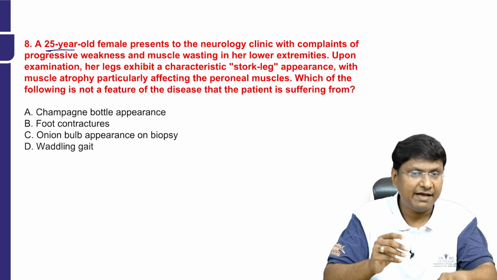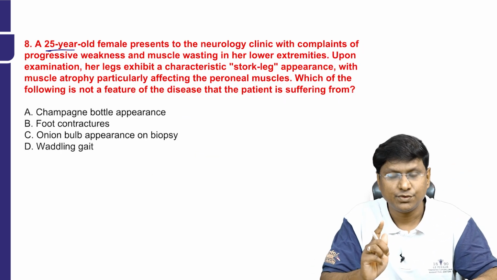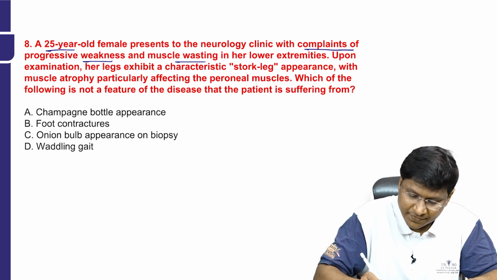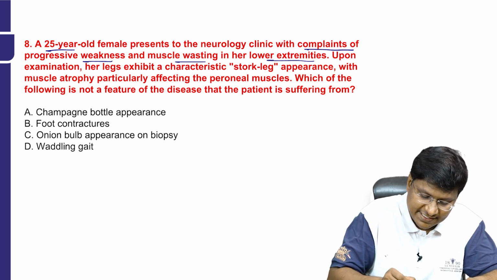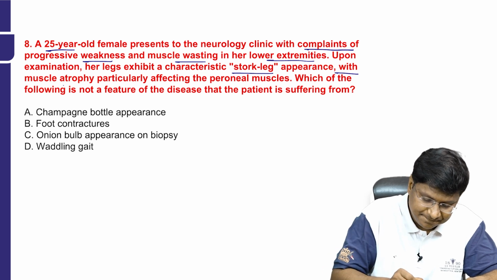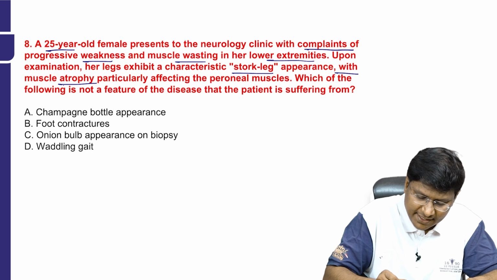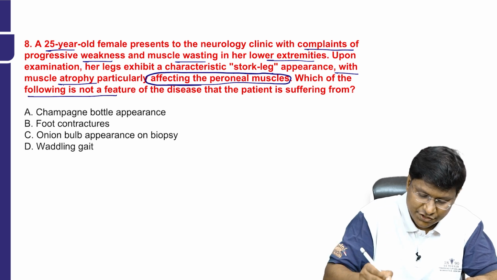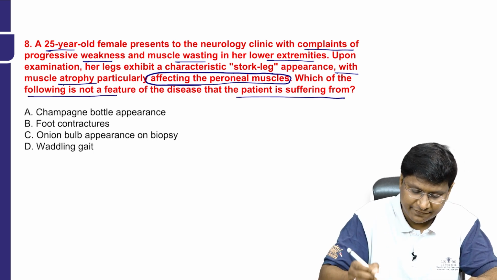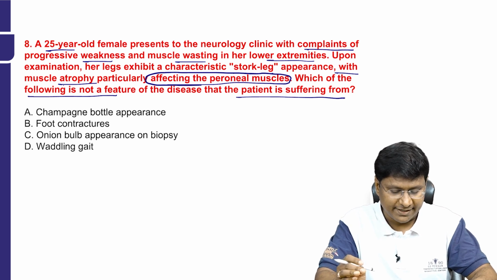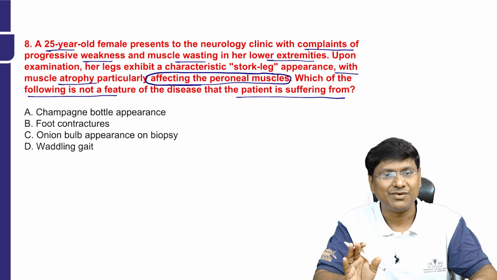Next, we have a 25-year-old female who presents to the neurology clinic with complaints of progressive weakness and muscle wasting in her lower extremities. Upon examination, her legs exhibit a characteristic stork leg appearance with muscle atrophy, particularly affecting the peroneal muscles. Which of the following is not a feature of the disease that the patient is suffering from? Champagne bottle appearance, foot contractures, onion bulb appearance on the biopsy, or the waddling gait.